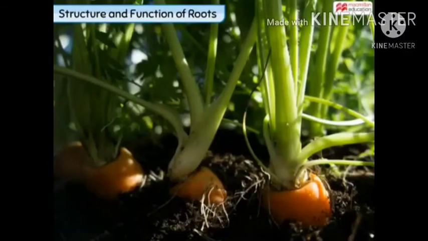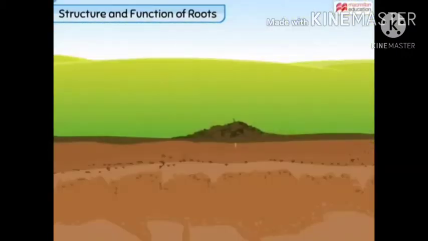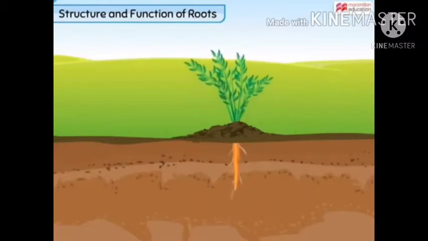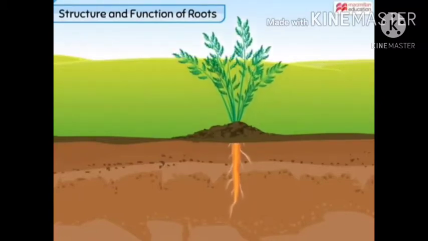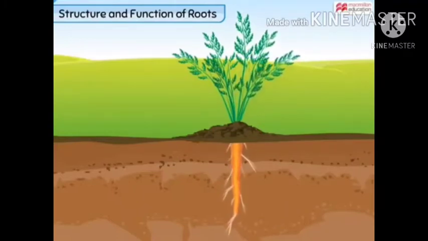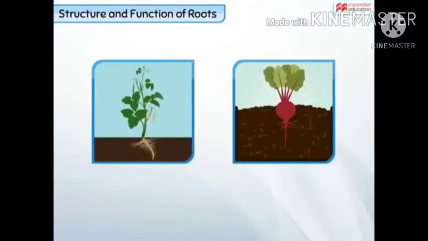Carrot plant is an example of a taproot. A taproot forms when one main root grows from the base of the stem and many other smaller roots grow from this main root. This main root keeps growing downwards and goes deeper into the soil. Other plants that have taproots are bean and beetroot.